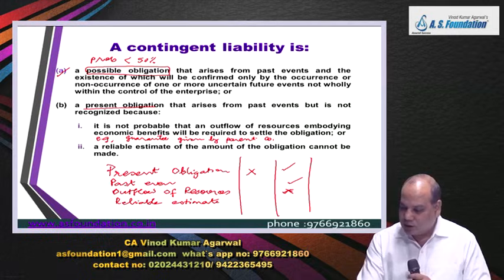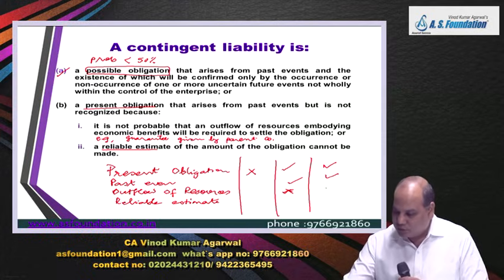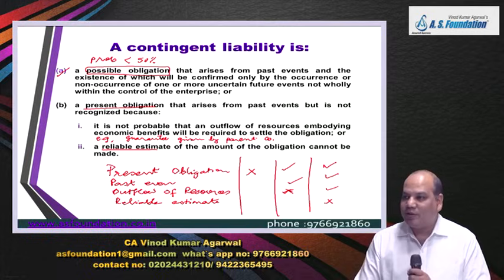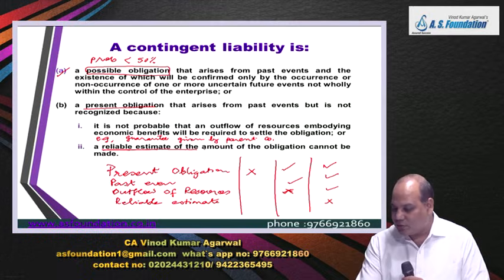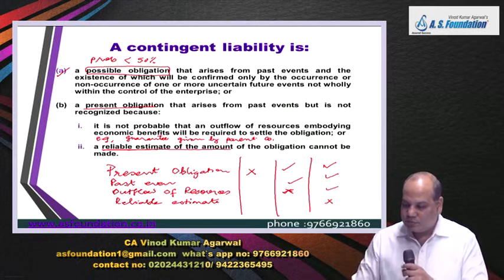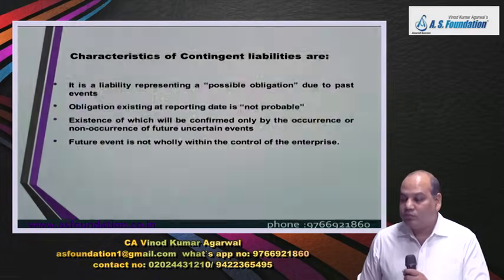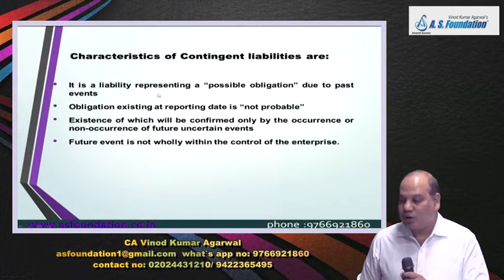And the fourth is a reliable estimate of the amount of obligation cannot be made. So third is a more peculiar situation where you can't make the reliable estimate of the amount. Since you can't make a reliable estimate of the amount, then don't recognize it as a provision. Then what do you do with contingent liability if you don't recognize them? Don't recognize them means you do not show it as a liability in the financial statement.